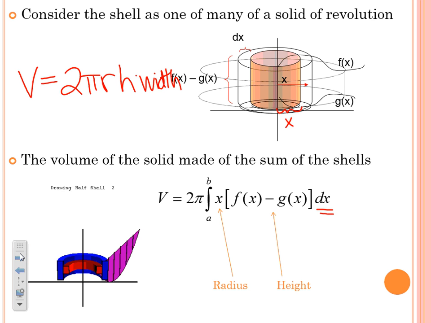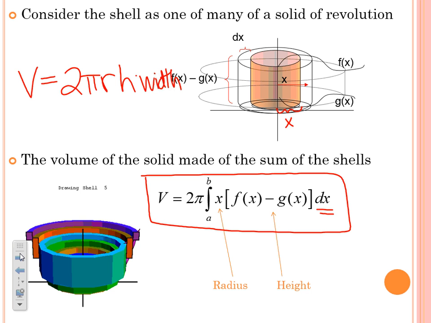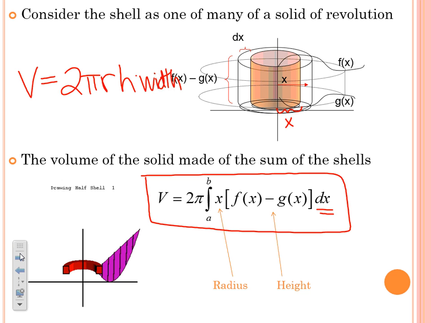So our radius is x, and then the height of our rectangles is the top function minus the bottom function. Here is our 2 pi r h times the thickness, and then we are adding up all of these infinitely small shells, so we're integrating from a to b. Here is our shell method.